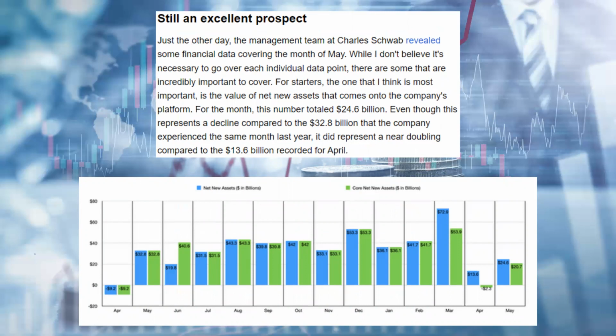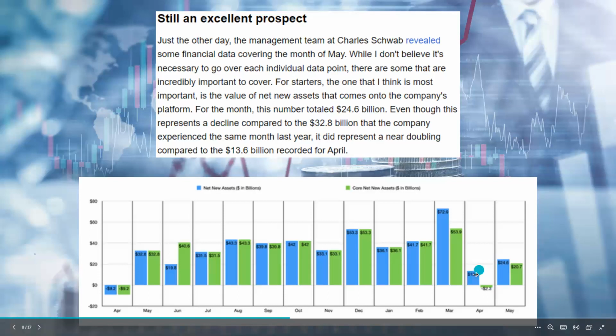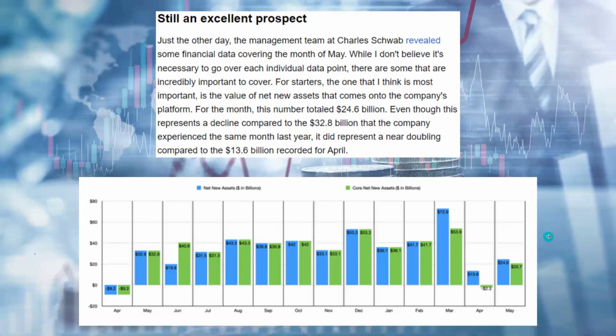For the month, this number totaled 24.6 billion. Now, even though this represents a decline compared to the 32.8 billion that the company experienced the same month last year, it did represent a near doubling compared to the 13.6 billion recorded for April. And so we have net new assets in blue in billions, and then you have the core net new assets in green here in billions. And this is what we're talking about here, a near doubling, okay, from that 13.6 to 24.6.